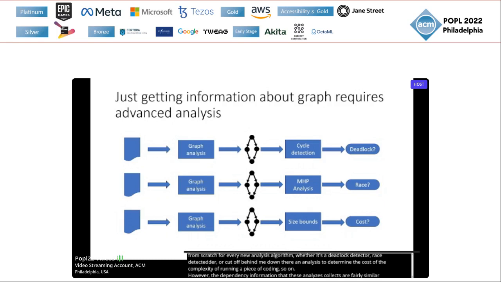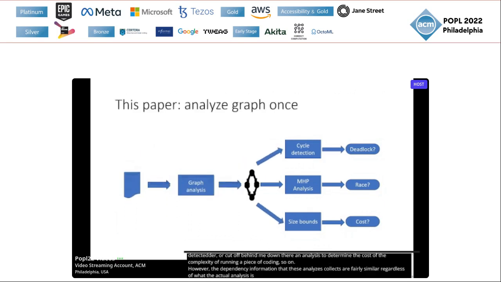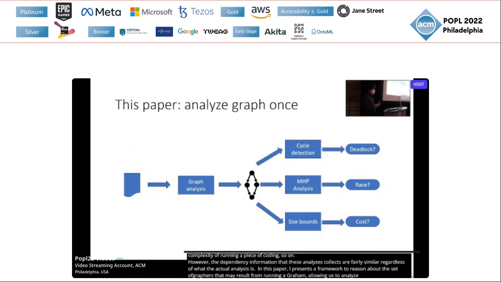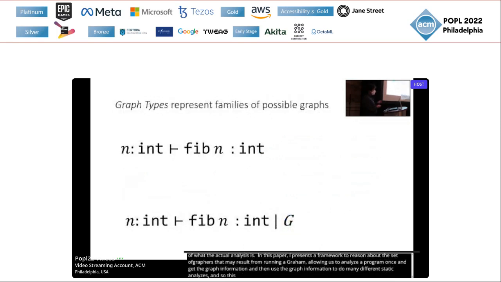So in this paper, I present a framework to reason about the set of graphs that may result from running a program, allowing us to analyze a program once and get the graph information, and then use that graph information to do many different static analyses. And so this information is collected in a form that I call a graph type. I call it a graph type by analogy to the way that a static type gives a compact approximation of the set of values that might result from running a program. Similarly, a graph type is a compact approximation of the set of graphs that might result from running a program.